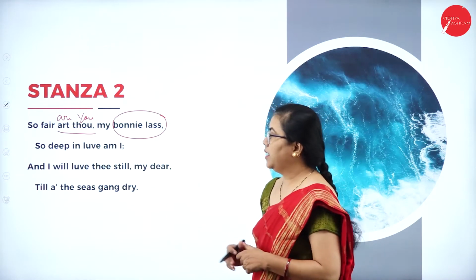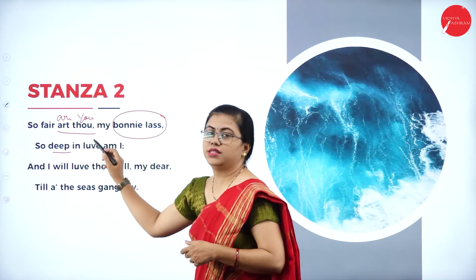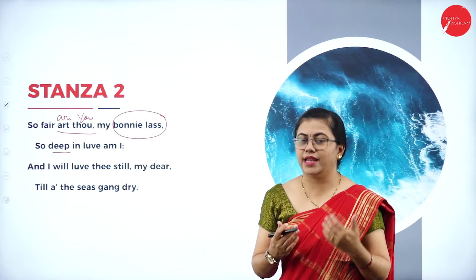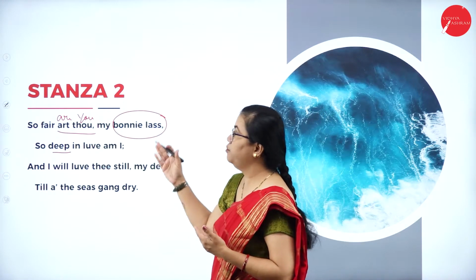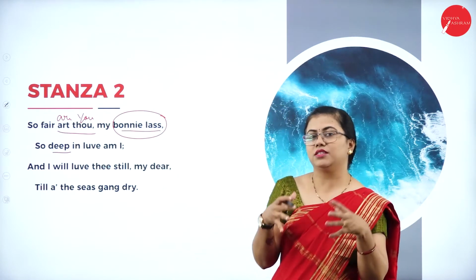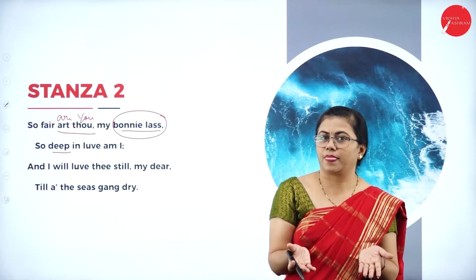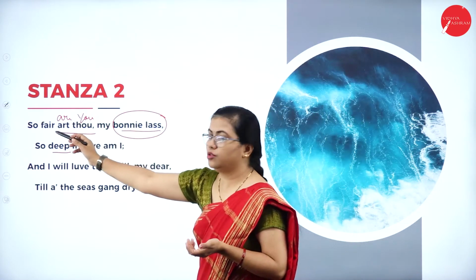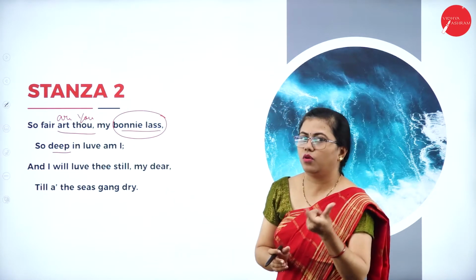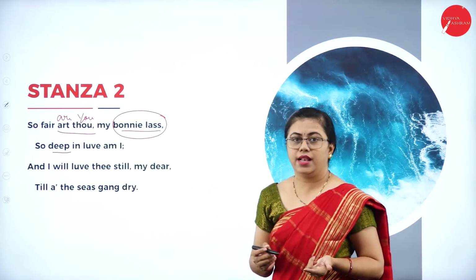Okay, so deep in love am I. So he's talking about the depth of love towards that girl. Here he talks about his girl. He's telling about how fair she is, how beautiful she is. You can see that the word bonny lass contains all that. This usage of bonny lass alone shows you how cute she is. Upon that he also adds this fairness. So he's describing her beauty in one or two words, that's all. And also he tells about how deeply he loves her.